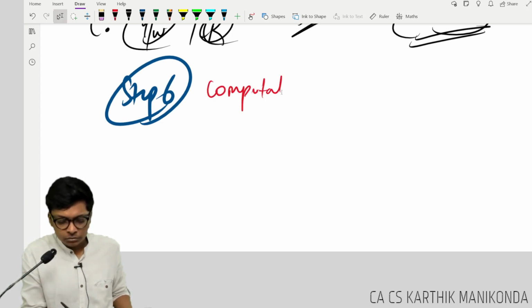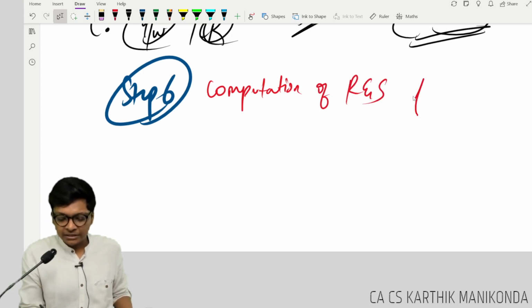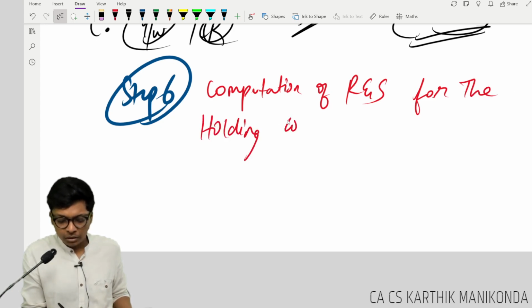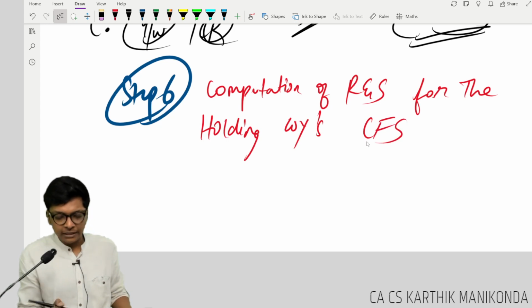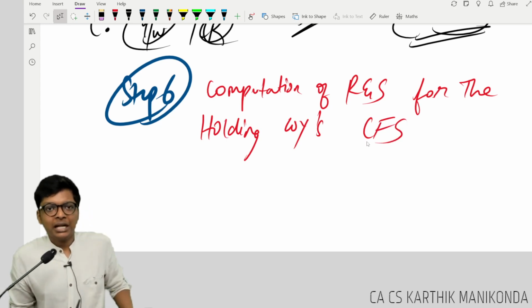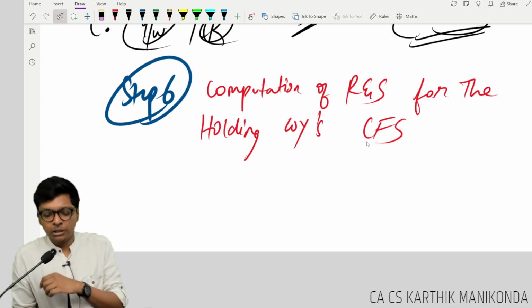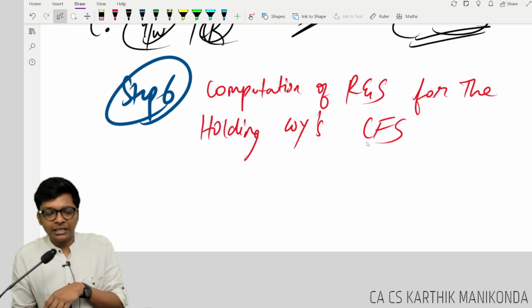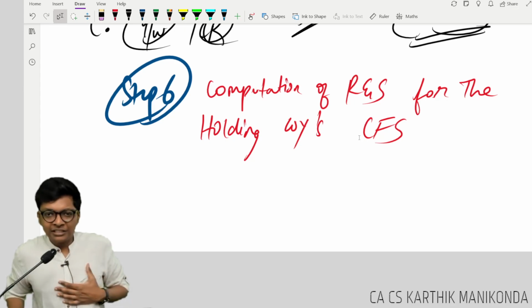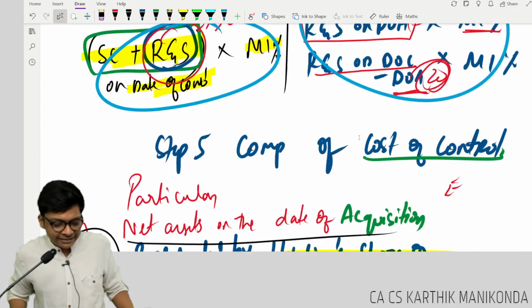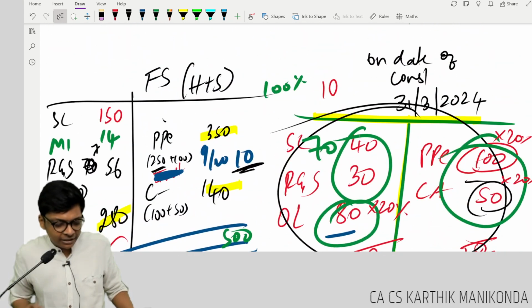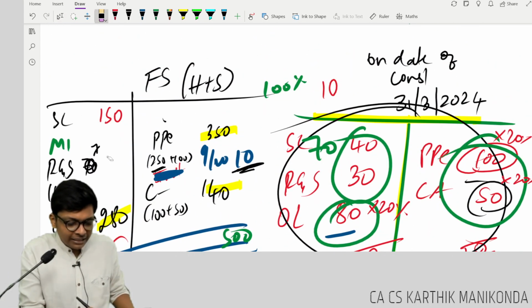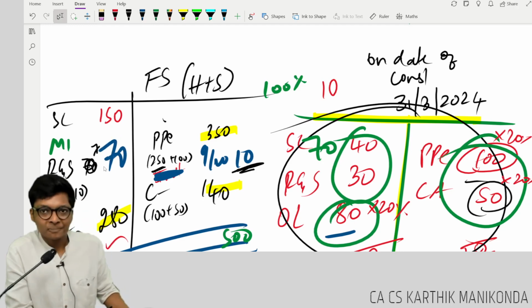Computation of reserves and surplus for the holding company's consolidated financial statement. Computation of reserves and surplus for holding companies. Reserves and surplus. Correct? Sir, what is this, sir? Come to our example. In our example, the final reserves in the balance sheet was not this case. Earlier, it was 70. Correct?